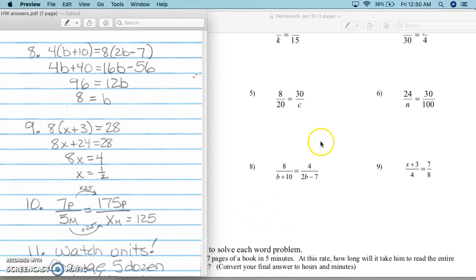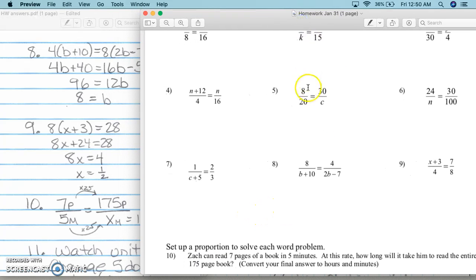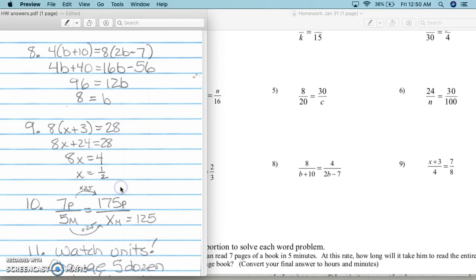Remember that proportions are really useful, and we can set up and find missing values this way. So if I can read 7 pages in a book in 5 minutes, I can make that a proportion. And notice how I use my little units here, 7 pages every 5 minutes. I want that to equal 175 pages in X minutes because that's what I don't know. I need to know how many minutes, right? So 7 goes into 175. It's actually times 25. So 5 times 25 is 125 minutes.